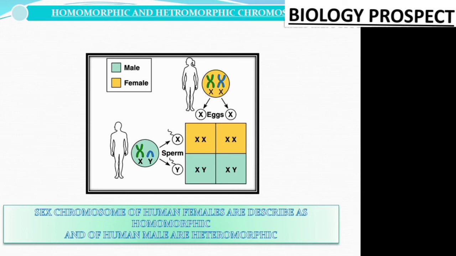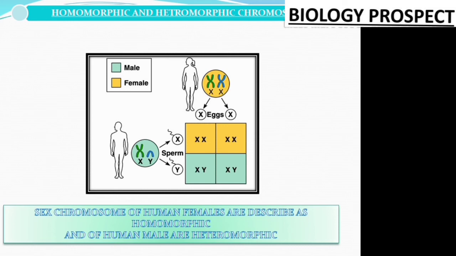As the human female produces one type of gamete, with X, it is called homogametic, and the human male produces two types of gametes, which is described as heterogametic. So this is the basic difference between the sex chromosome and the autosome.